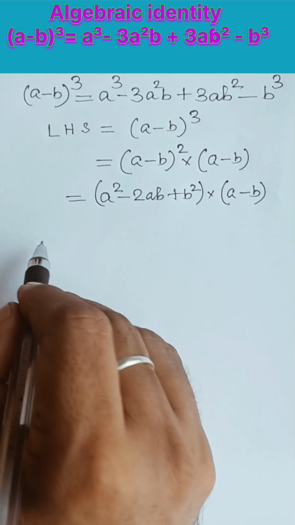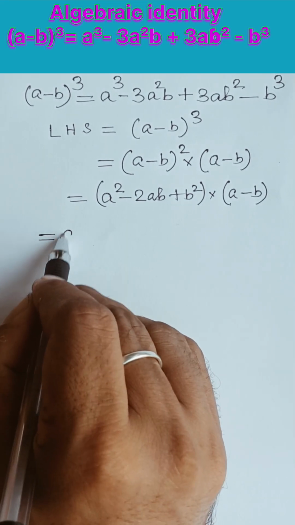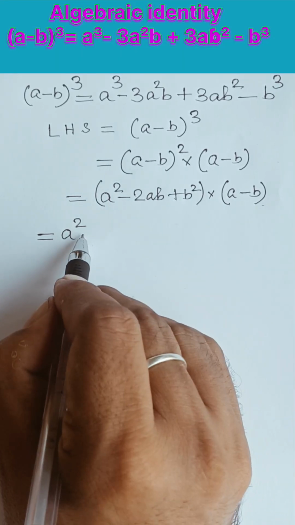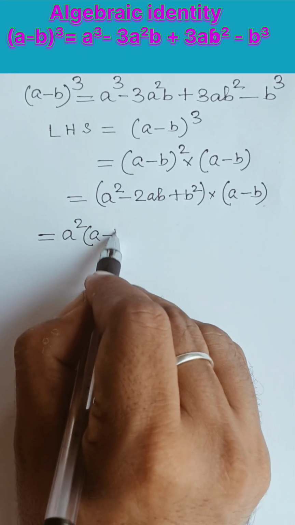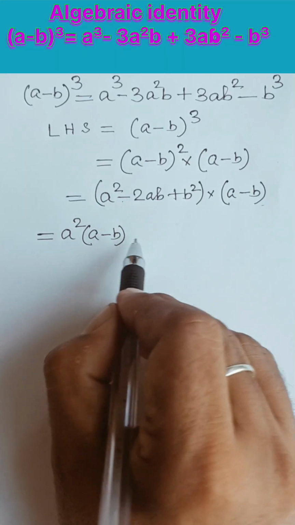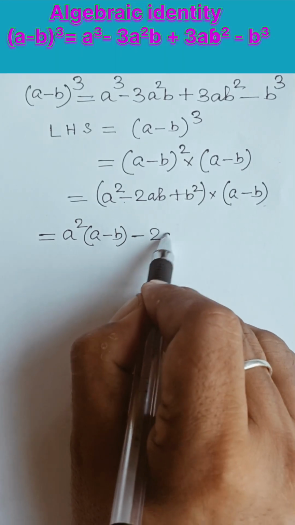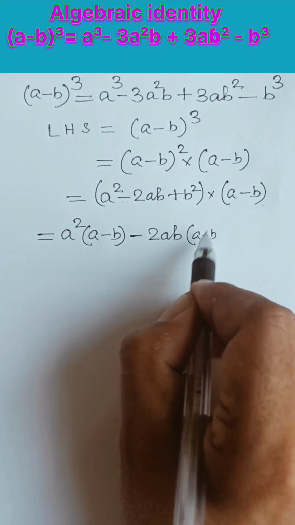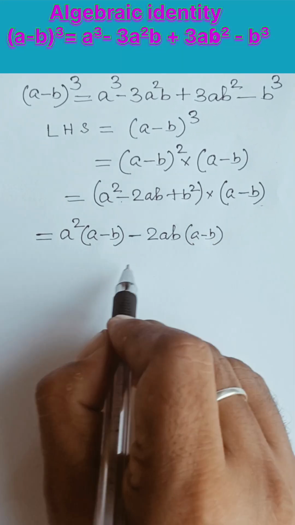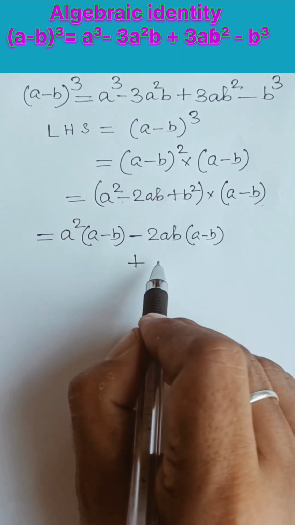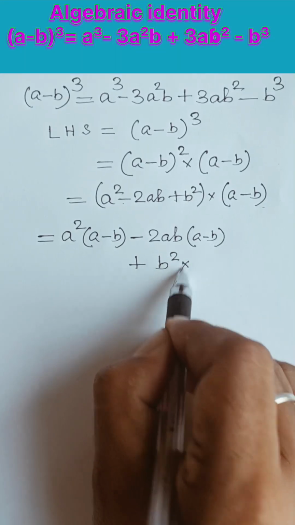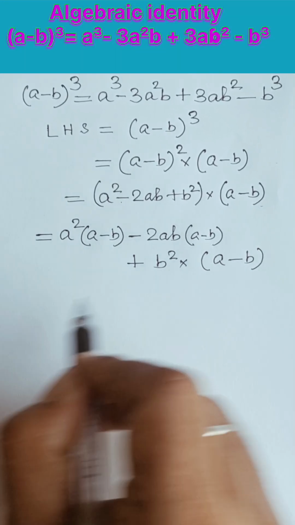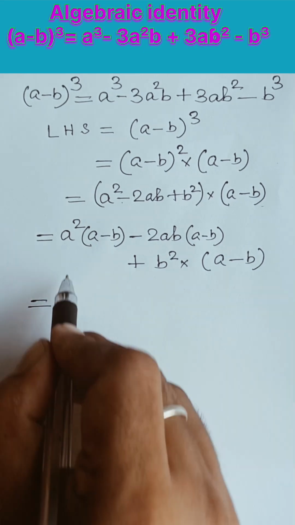Again multiply by (a - b). Now we apply the distribution property. So this a² multiplied by (a - b), that is a² into (a - b). Now there is a -2ab, again multiplied with (a - b), plus the third term, that is b², again multiplied by (a - b), right? Now again I am going to apply the distribution property.